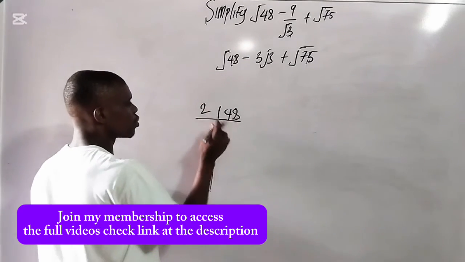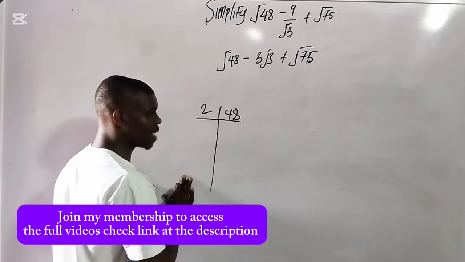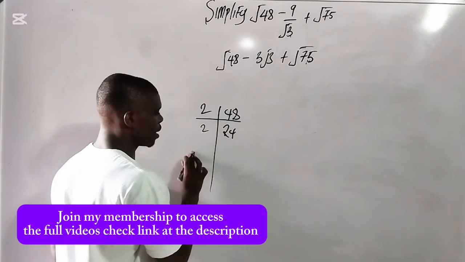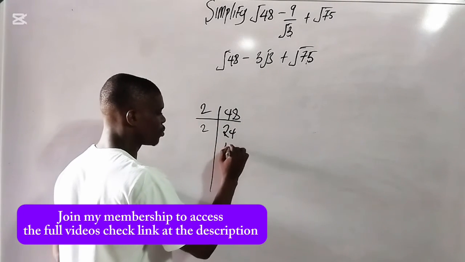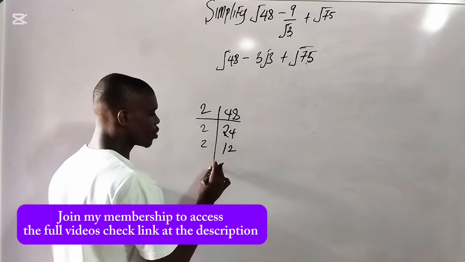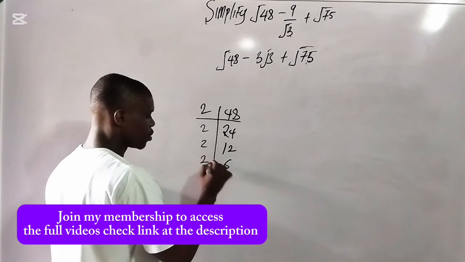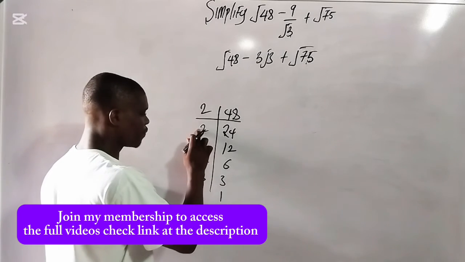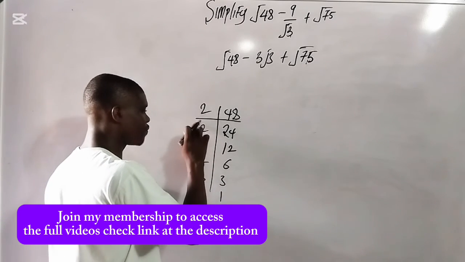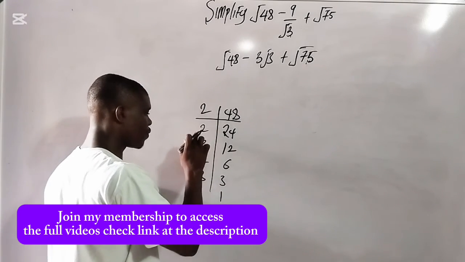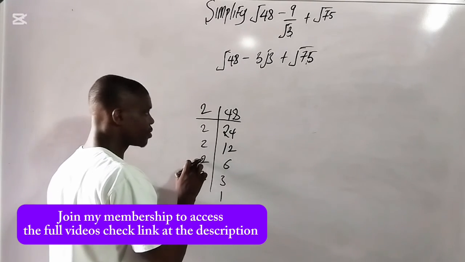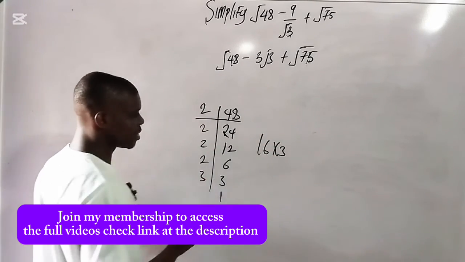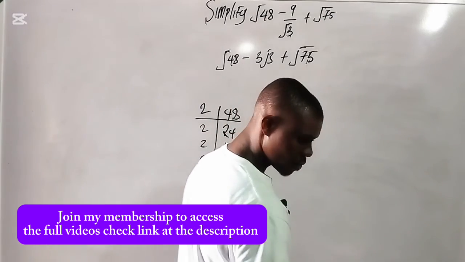So 2 going into 48, because 2 can go into 48, here we have 24. 2 again, 2 going into 24, here we have 12. 2 going into 12, here we have 6. 2 going into 6, here we have 3. 3 going into 3, here we have 1. So 2 times 2 is 4, 4 times 2 is 8, 8 times 2 is 16. So it's going to be 16 times 3, which is 48.